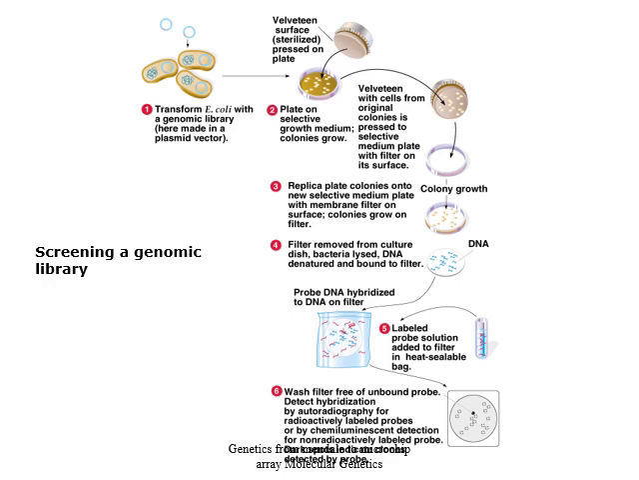The filter is removed from the culture dish, and the bacteria are lysed, with the DNA denatured and bound to the filter. Probe DNA is hybridized to the DNA on the filter. Labeled probe solution is added to the filter in a sealable bag. Wash the filter free of unbound probe and detect hybridization by autoradiography for radioactively labeled probe, or chemiluminescence detection for non-radioactive labeled probe.